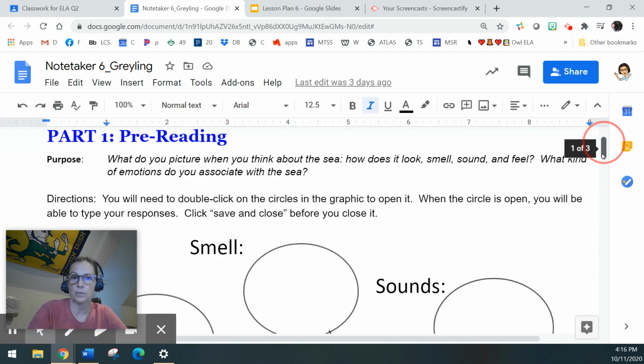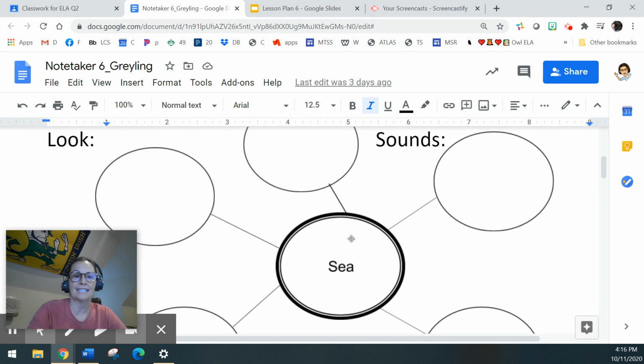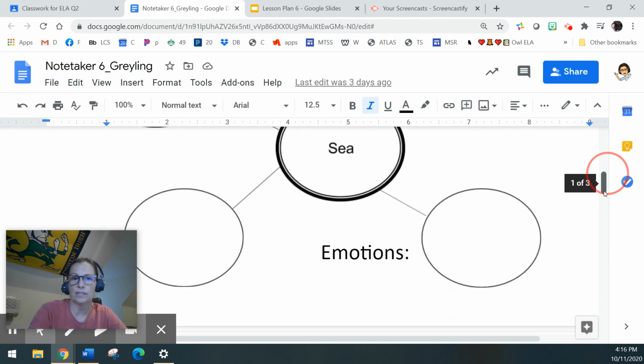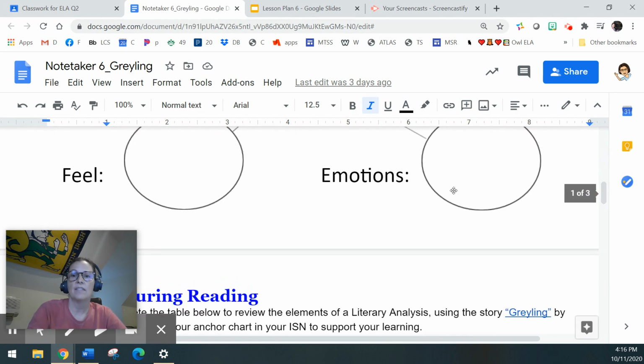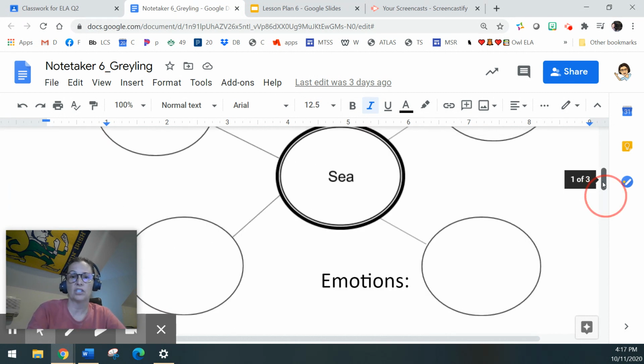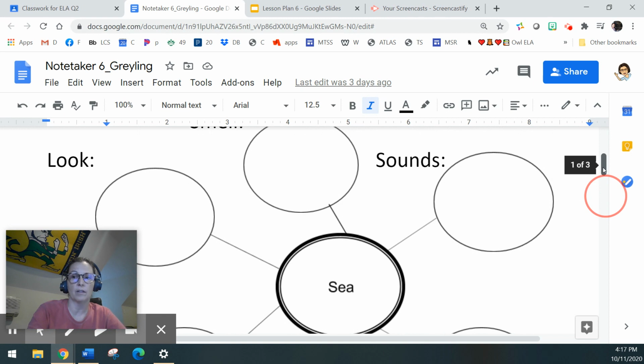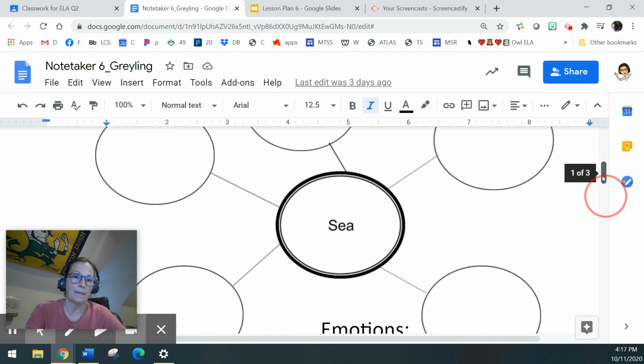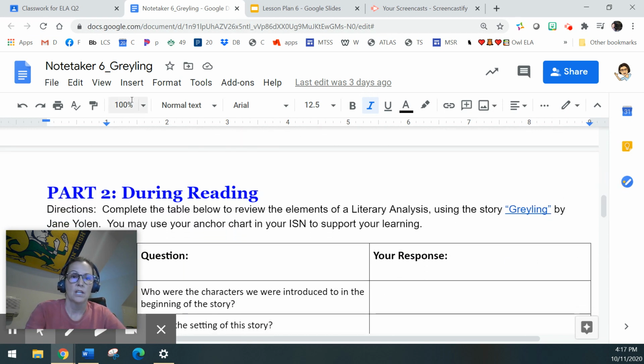You're going to brainstorm the sea. What does it look like? What does it smell like? What does it sound like? What does it feel like? And then what emotions do you associate with the sea? And there's no wrong answers there. It's a descriptive graphic organizer to get you to start brainstorming the topic, one of the topics that we'll be working with this week.